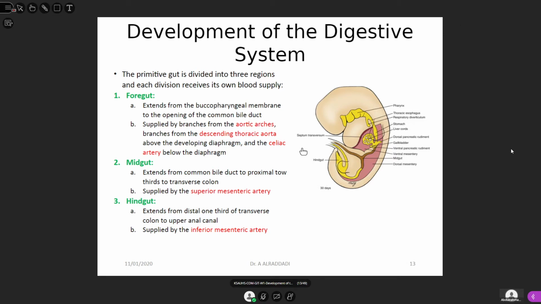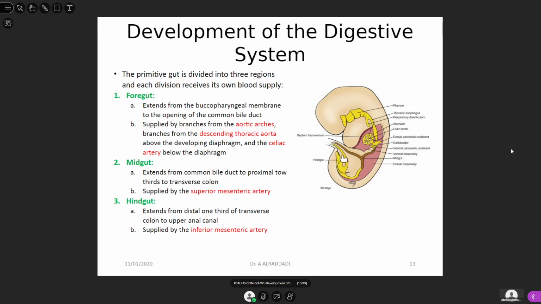So then the primitive gut tube is divided into 3 regions according to the blood supply. So we divide it into foregut, the upper part, the midgut, the middle part, and the hindgut. So we have this part here, foregut, midgut, and the hindgut.